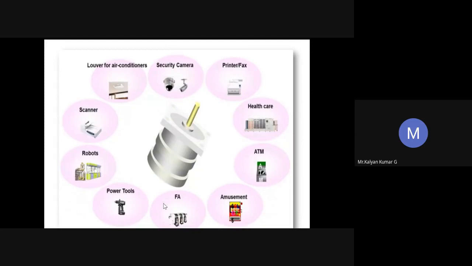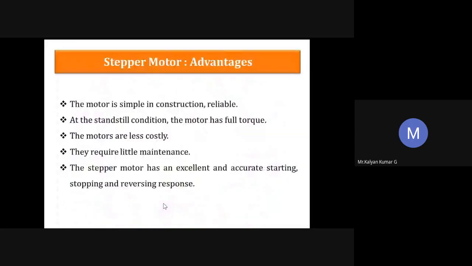Wherever we need a very small incremental rotation, in those places we go for only stepper motors. So these are the examples. Other than this small incremental rotation, there are a few other reasons why we go for stepper motors. They are simple to construct and reliable.